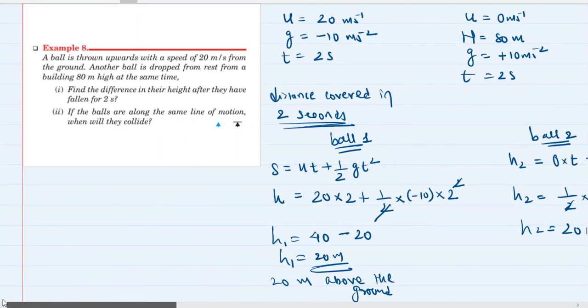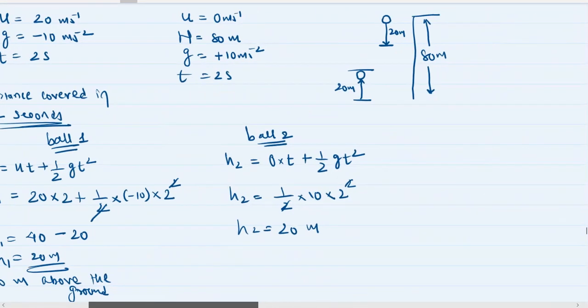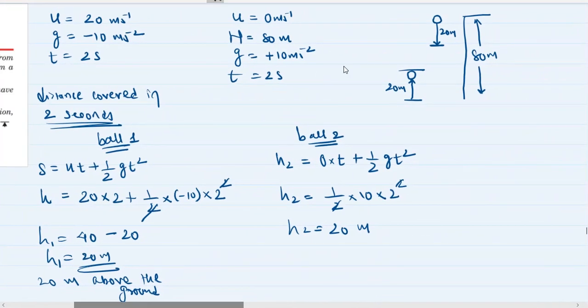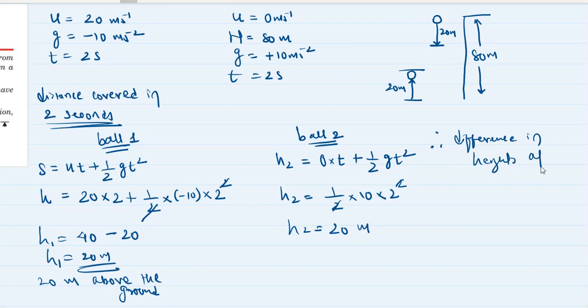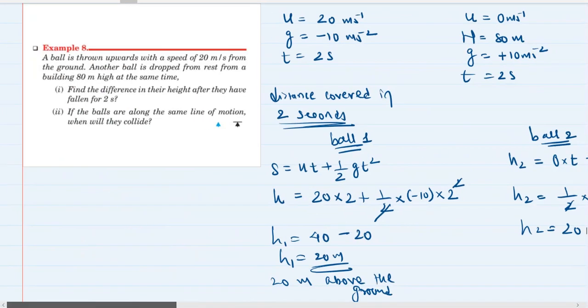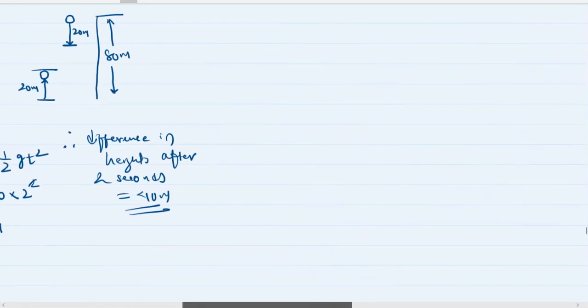Let me just check. Yeah, find the difference in their heights after they have fallen for 2 seconds. So you can write here, therefore, difference in heights after 2 seconds is equal to 40 meter. Correct? What is the next question? This was the answer of the first question. Next question is, if the balls are along the same line of motion, when will they collide?